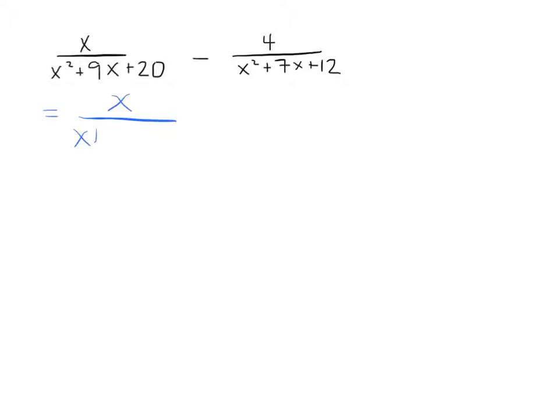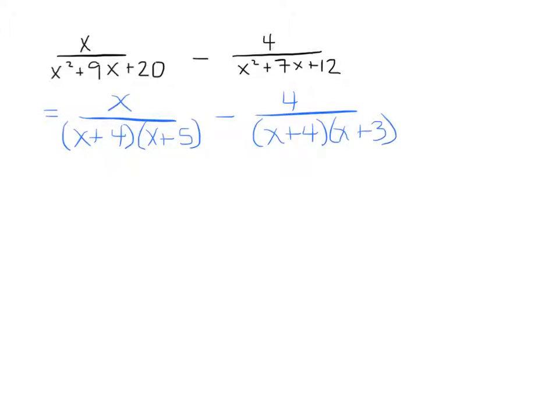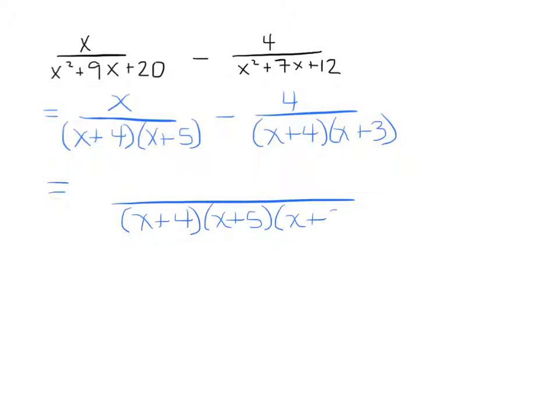So this is x plus 4 and x plus 5? Yeah. Okay. And the other one, x plus 4, x plus 3. So then the common denominator, x plus 4, that's in both denominators. We just use it once. X plus 5 and x plus 3.